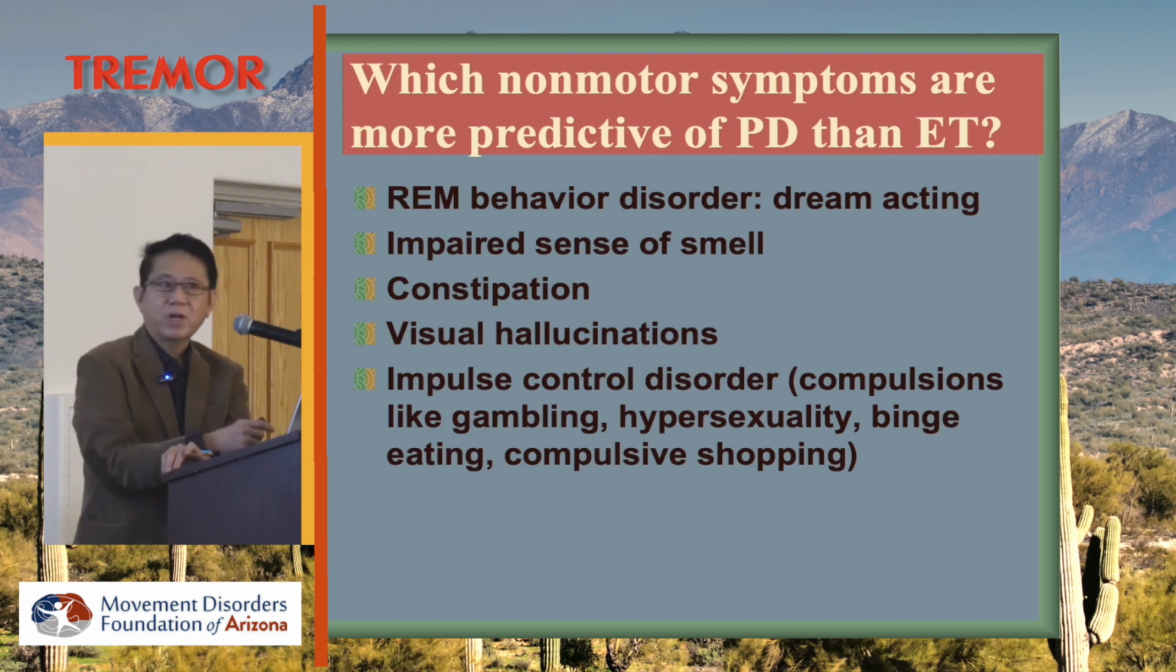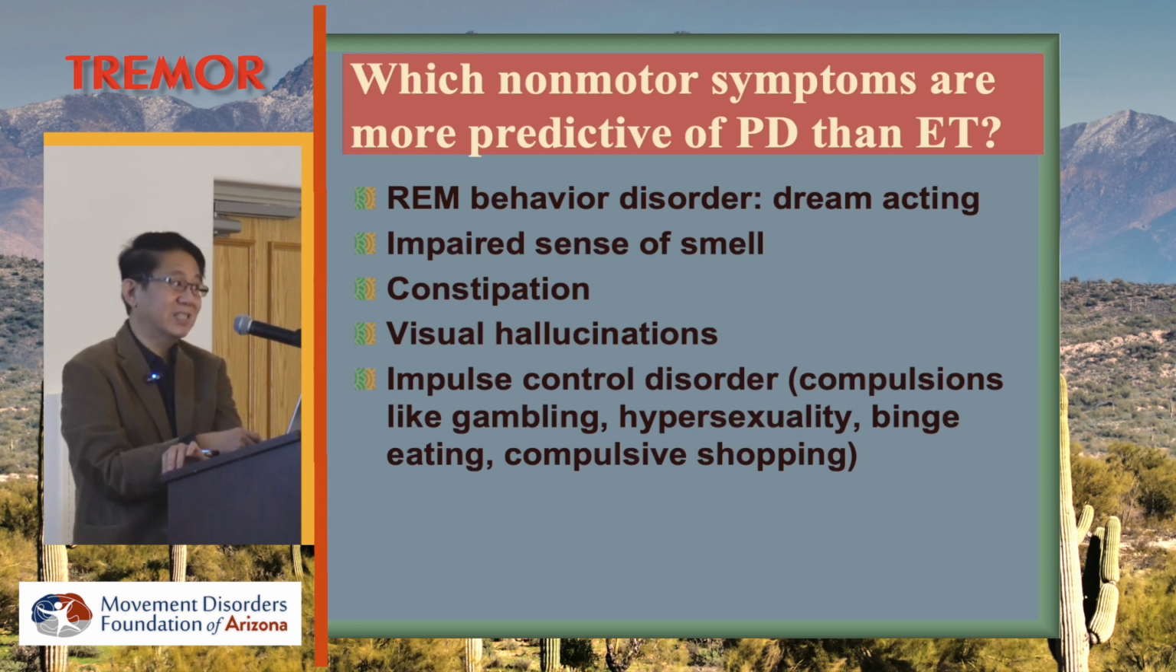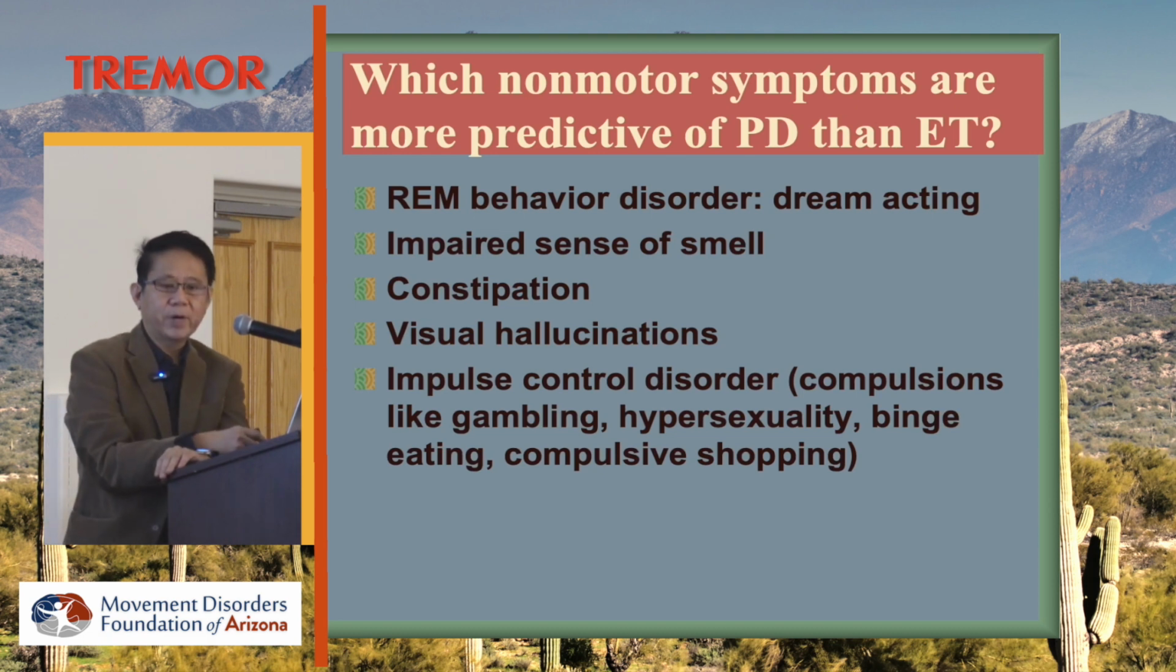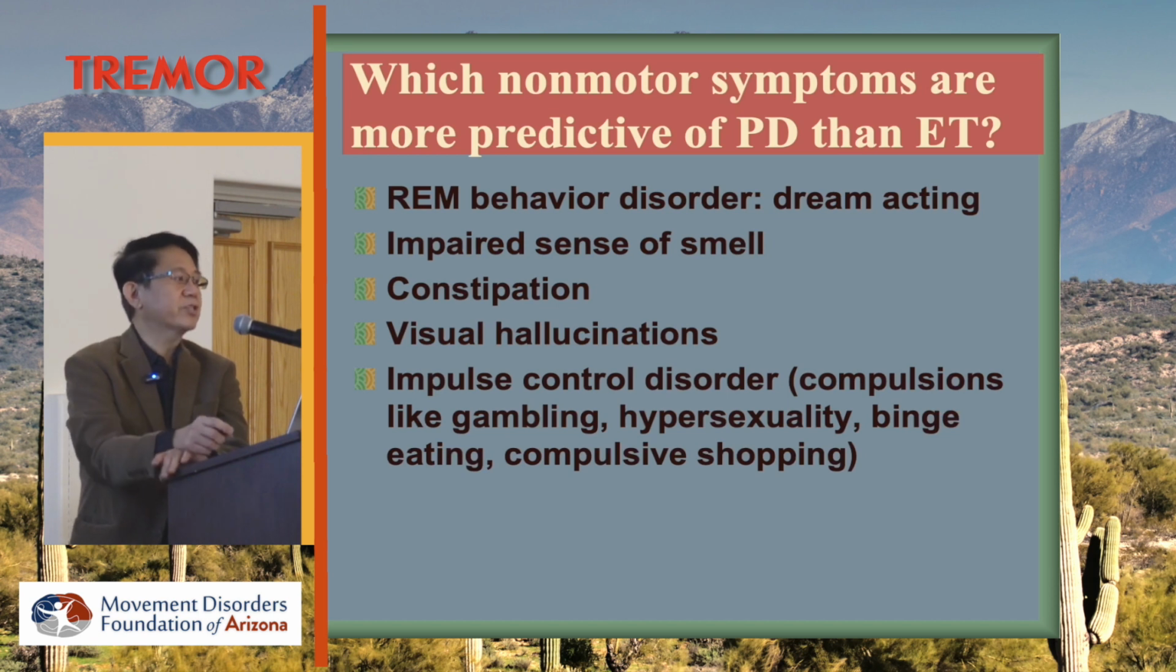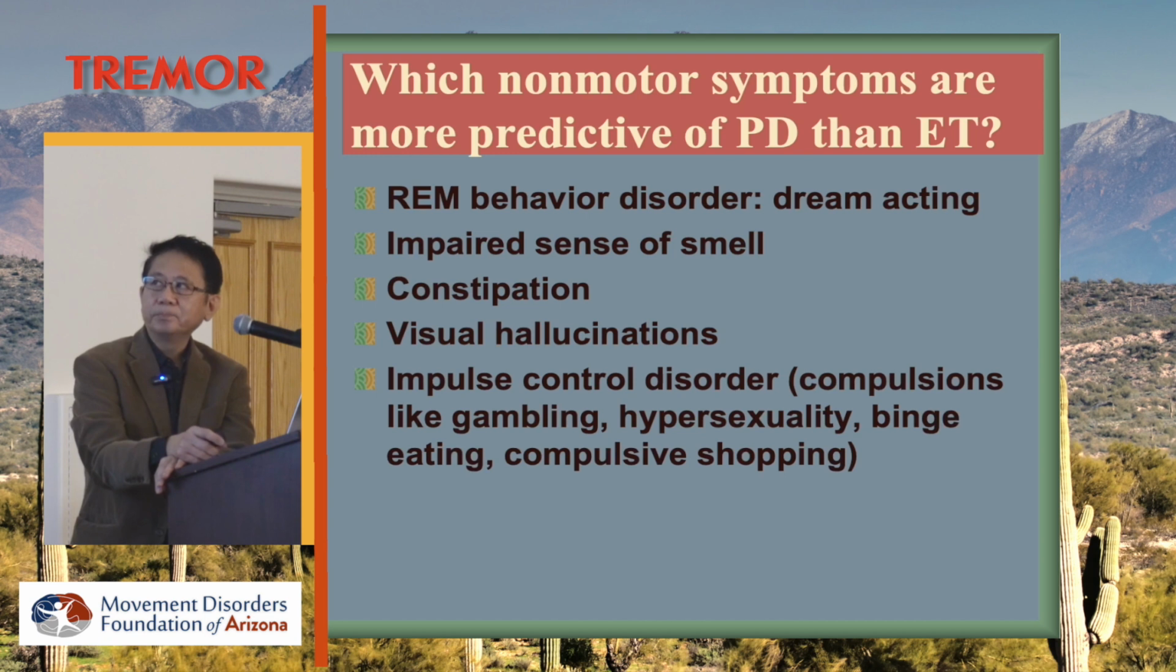So if you have essential tremor, and then you now develop some non-motor symptoms, which of these non-motor symptoms is predictive of possible Parkinson's, or that you are on the road towards developing Parkinson's down the road? There are a few that are very important and highly associated with premotor or motor stage Parkinson's. Number 1 is REM behavior disorder, or dream acting. At night they thrash around, they kick, they punch, they yell, they have nightmares, they sleepwalk.